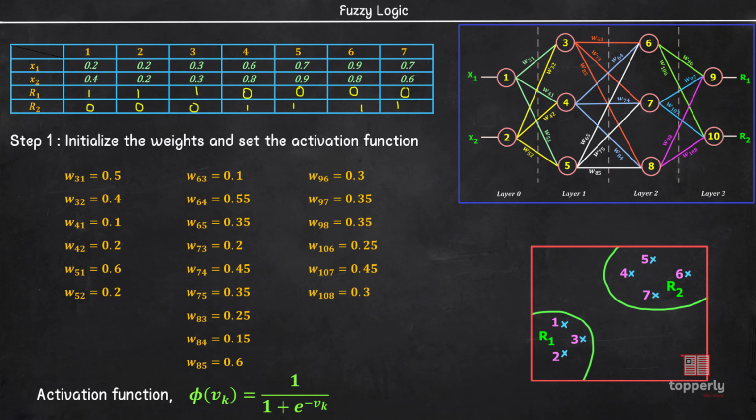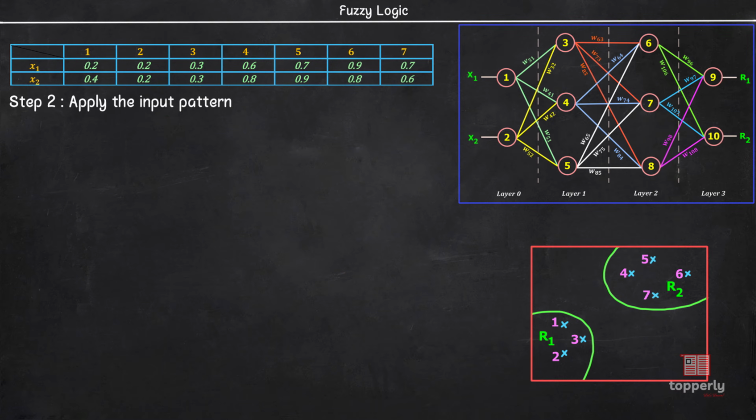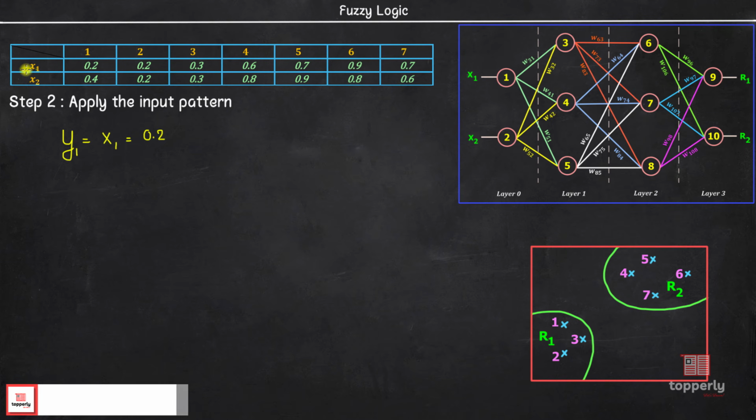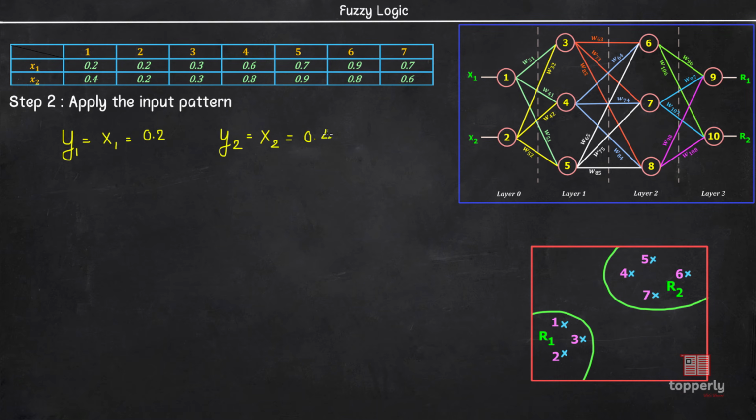Now let us start calculating the outputs of each neuron when coordinates of the first data point are given as input. Here neuron 1 and neuron 2 are input nodes, meaning their output is the same as the inputs. Therefore, the output of neuron 1, which is y1, is simply equal to x1, which is 0.2, because x1 is 0.2 in the first data set. Similarly, y2 is equal to x2, which is equal to 0.4.